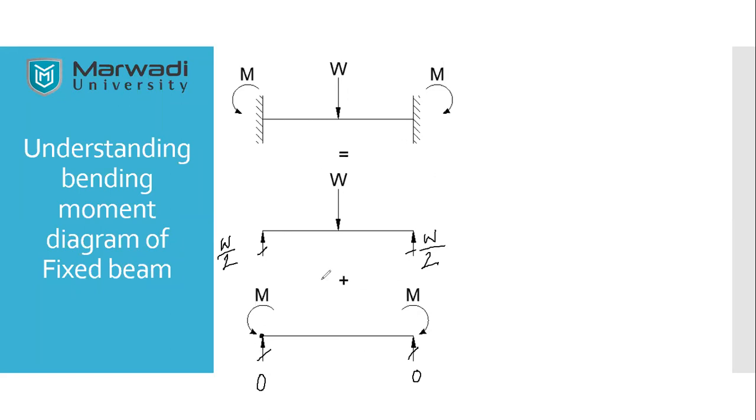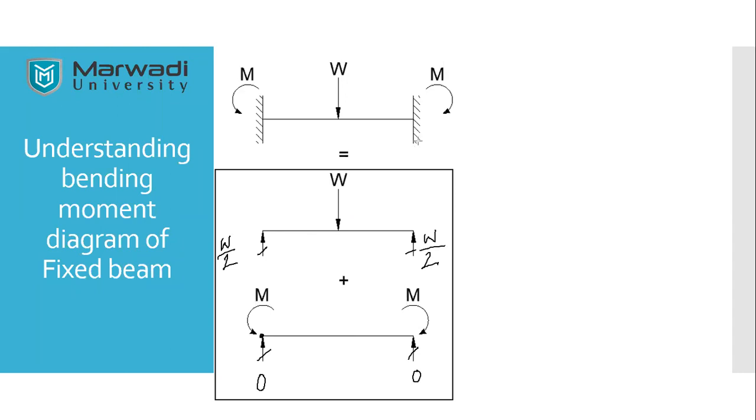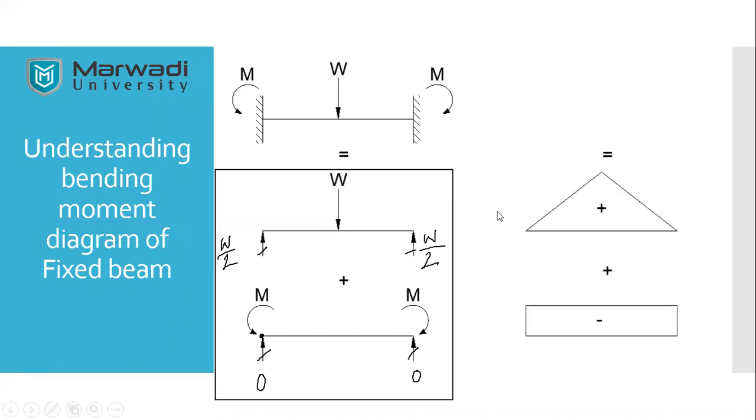Is it clear? So this is a determinate structure. We are very acquainted with how to solve determinate structures. So both of these are my determinate structures, and in that we will not be facing any issue. Now, if I want to draw the bending moment diagram, what will we be doing?